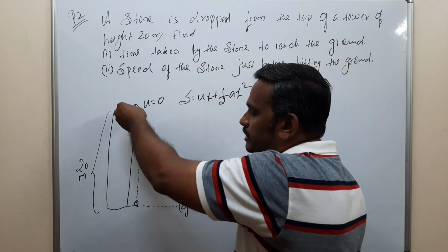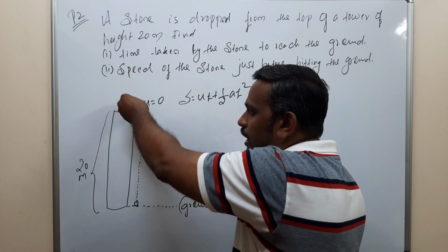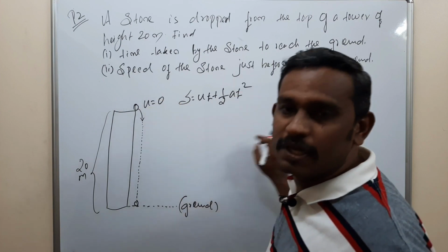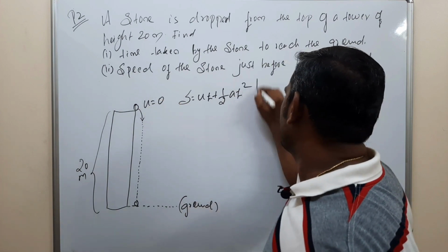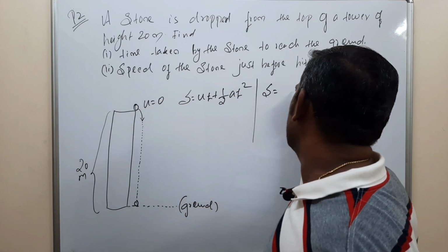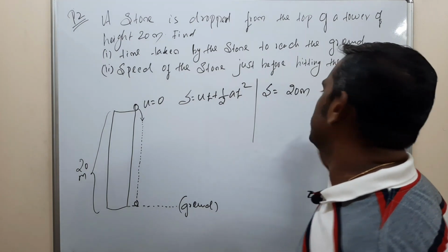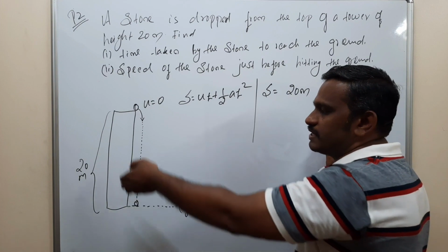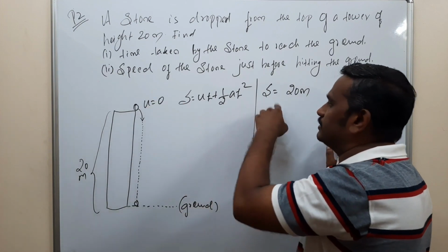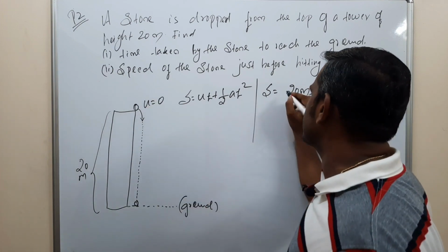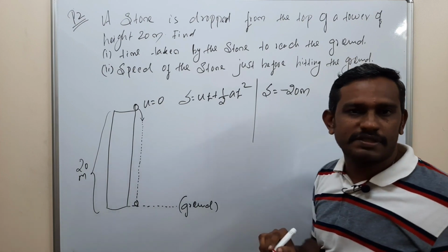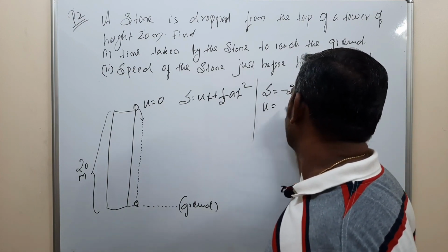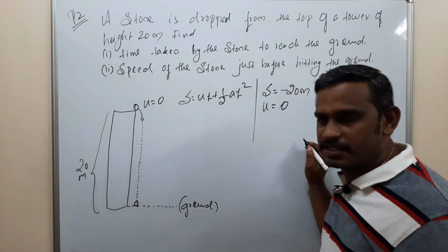The stone displacement is measured for the downward motion. So s is considered for the downward motion, therefore s is equal to minus 20 meter. And u is equal to 0, the initial velocity is 0.